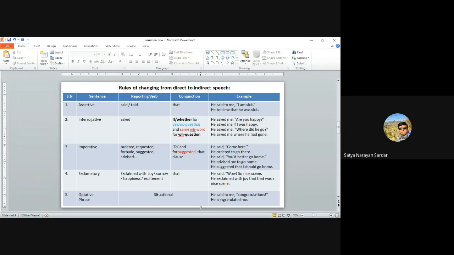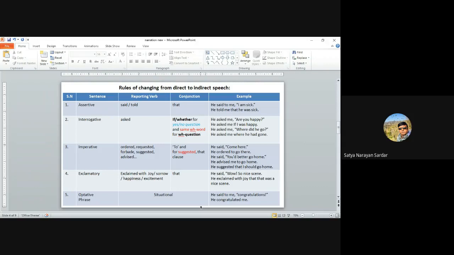But when we are using suggested as the reporting verb, we have to use a that clause. See the example. He said, "You had better go home." He advised me to go home. After advise, we have to put an object. He suggested that I should go home. After suggest, we cannot write an object. Always we write a that clause, that I should go home. Number 4, exclamatory sentence. The sentences that have interjections.